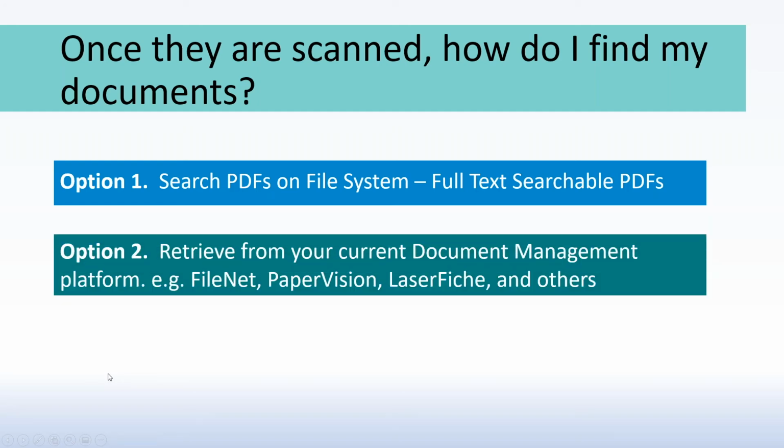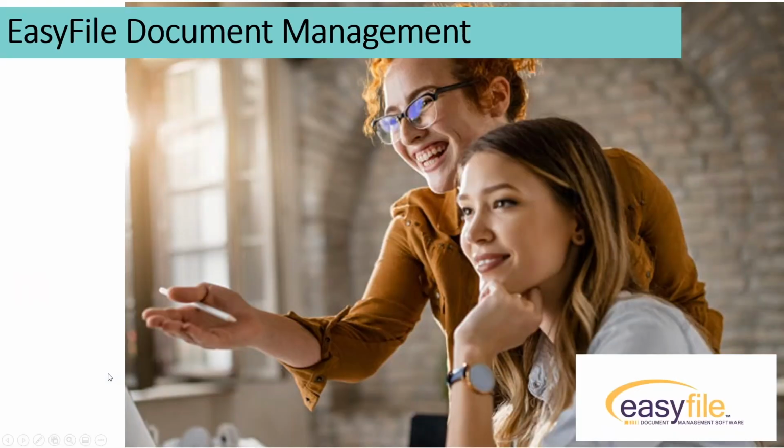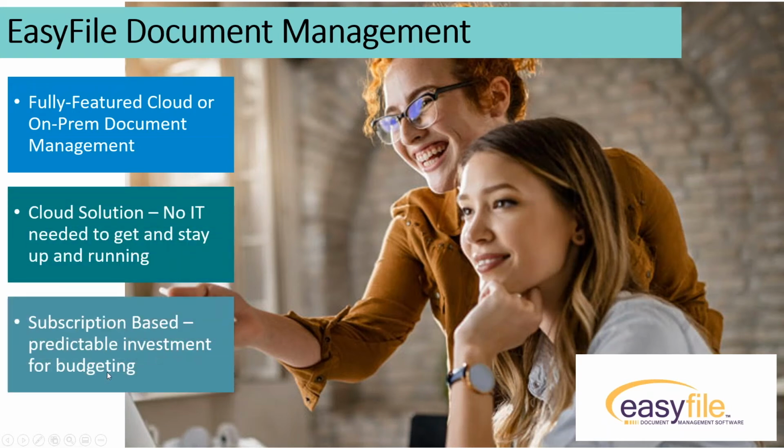Option number two is if you already have an ECM system, something like FileNet, PaperVision, Laserfiche, anything else, we can load those right up into there. We will give you the indexes to go with them so that everything's searchable on an immediate basis. Then we have, of course, the Easy File system that we own, that is CASO's own product, and we can load those directly on. Just to talk about Easy File for a second.